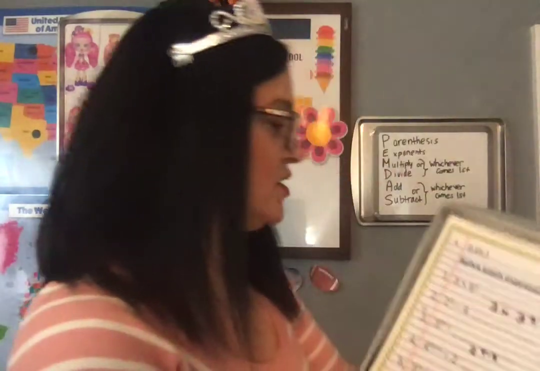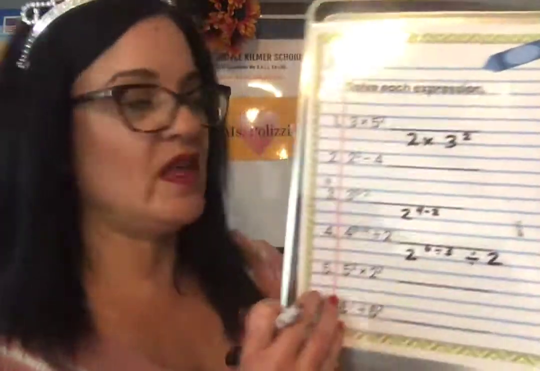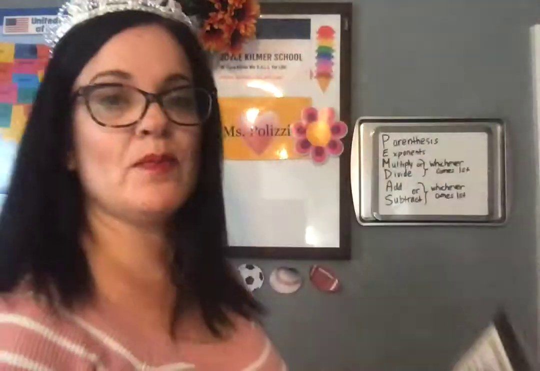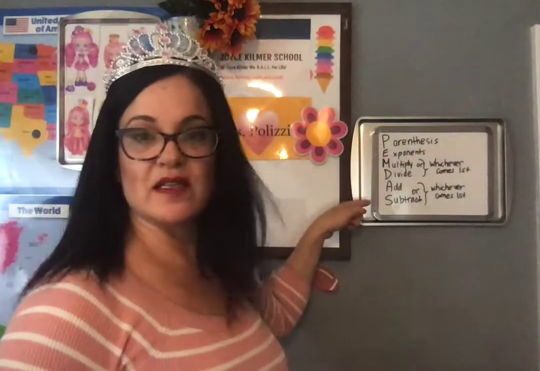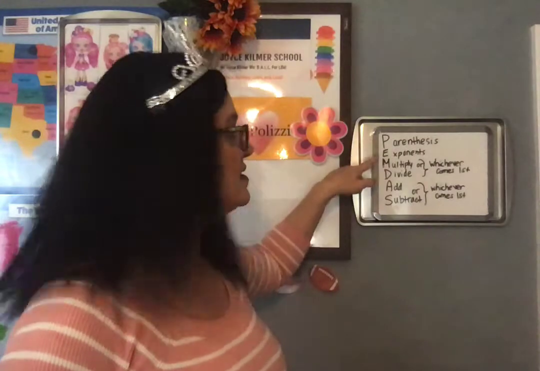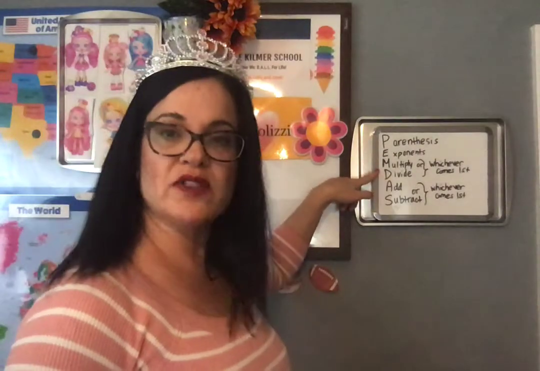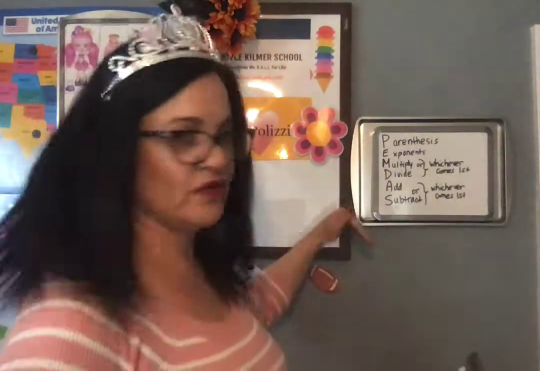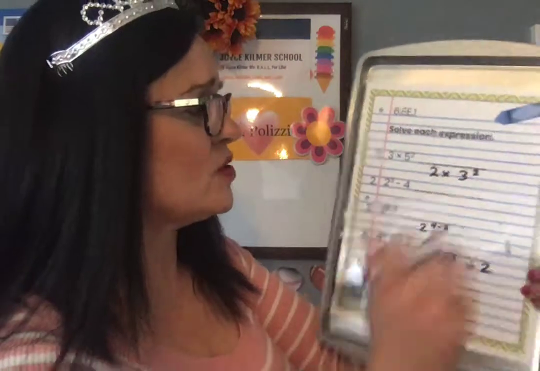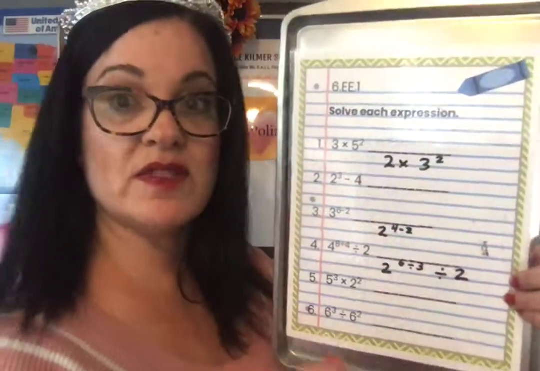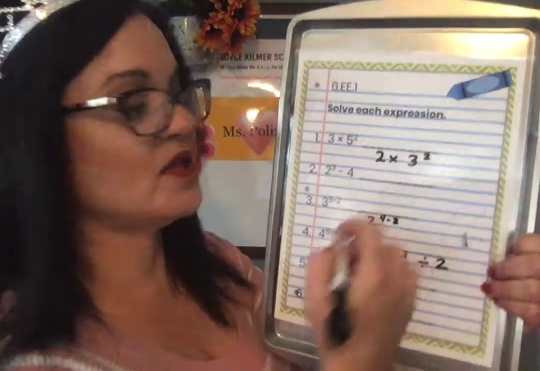On the next page, you'll see problems that look like this, and it says solve each expression. Just remember to look at PEMDAS when trying to simplify expressions. First comes parentheses, second is exponents, multiply or divide, whichever comes first, add or subtract, whichever comes first. So go ahead and refer to that anchor chart. In the first problem, we have 3 times 5 squared. I'll give you a similar problem, 2 times 3 squared.